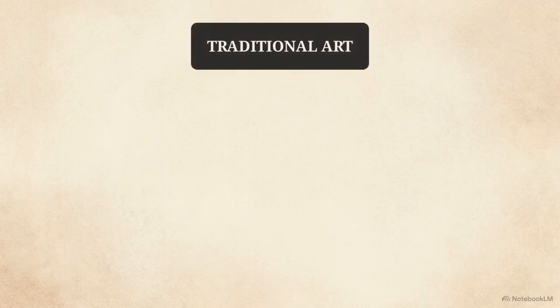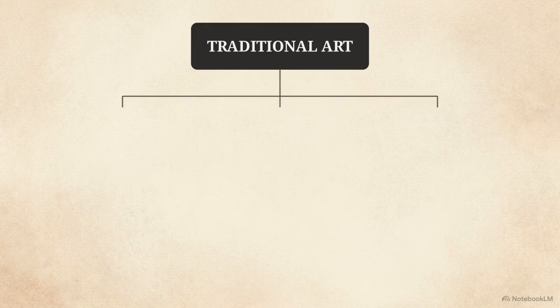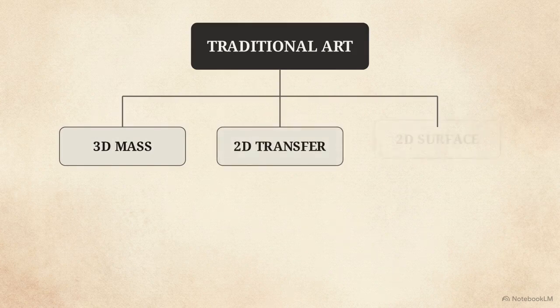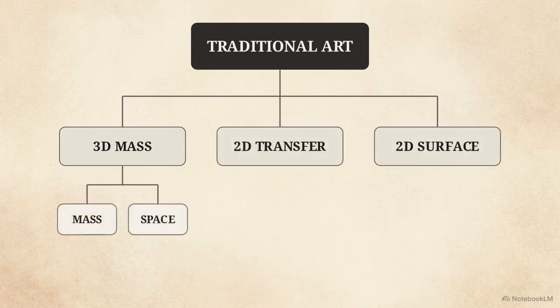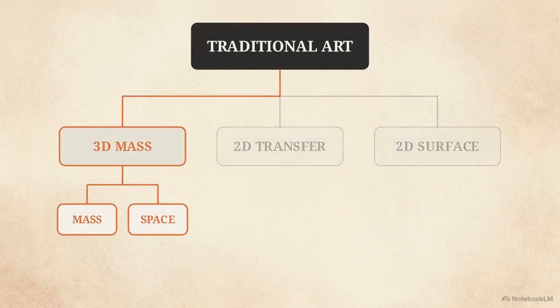Because of these physical and chemical demands, we must analyze traditional art through its mechanics of construction. To understand how these materials are manipulated, we categorize the techniques into three structural domains: three-dimensional mass, two-dimensional transfer, and two-dimensional surface integration. The first structural domain governs the manipulation of three-dimensional form.